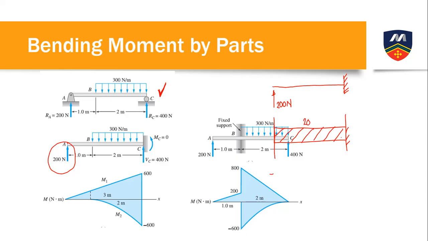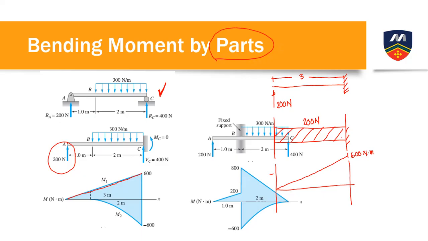Our 200 Newton. Now, to draw the moment diagram of that 200 Newton, it is just 200 times 3. Right? 200 times 3. So, 200 times 3 is equal to what? That is 600 Newton meter. Okay? So, this is now our moment diagram of the 200 Newton load. So, when we see by parts, we take them one by one and make a moment diagram for each.